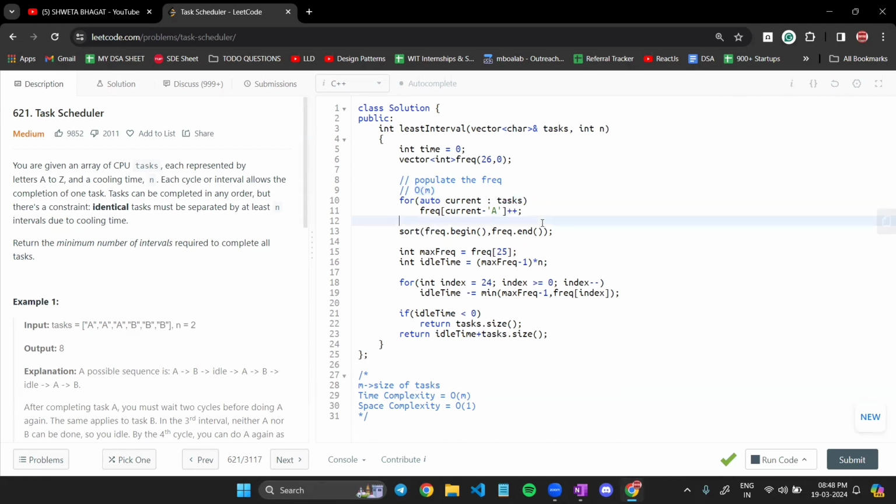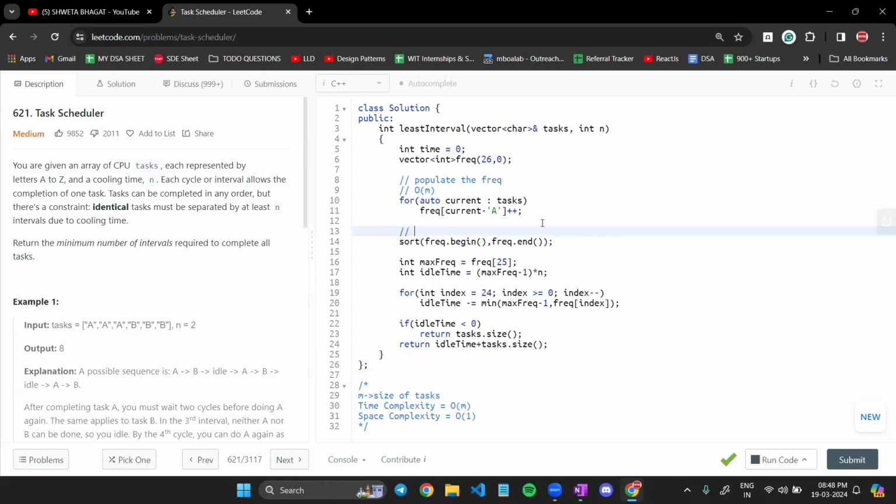Now you may ask that here we are sorting, and how much time complexity does sorting take? It takes n log n time complexity, correct? Where what is this n? This n is the size of this frequency. And what is the size of this frequency? The size is 26. So it will boil down to 26 log 26, correct? And this 26 log 26 is a constant term. So 26 log 26 plus order of m will give us order of m only, correct? And the space complexity is order of 26.